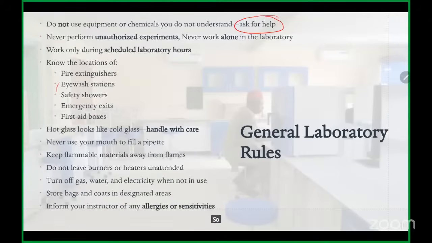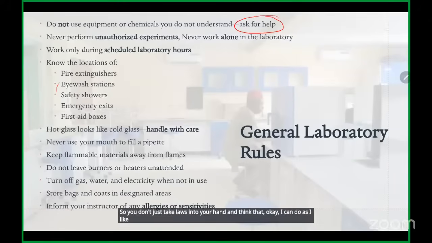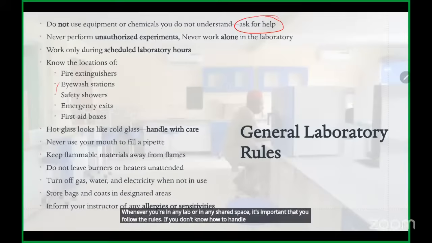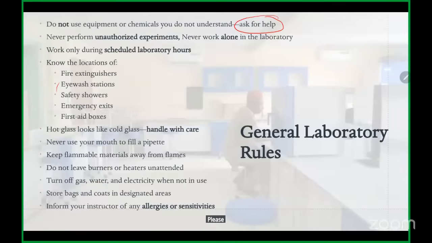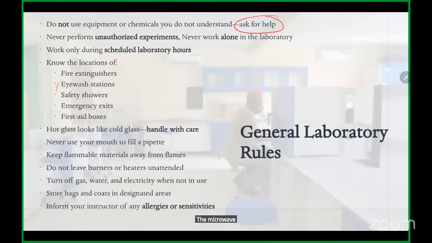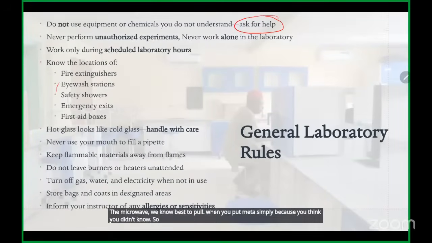So you don't just take laws into your hand and think, okay, I can do as I like, maybe I've done something like this before. No, please, when you are in a shared space, and this is not just for chemistry 107, whenever you're in any lab or in any shared space, it's important that you follow the rules. If you don't know how to handle anything, please ask. The fact that you don't know that you shouldn't put a metal in a microwave does not mean that the microwave will not burst open when you put metal simply because you didn't know. So please always, always ask.